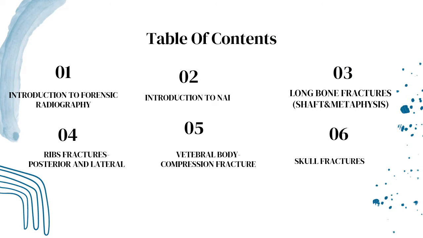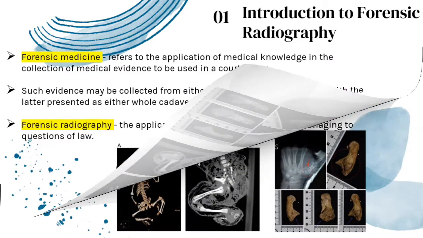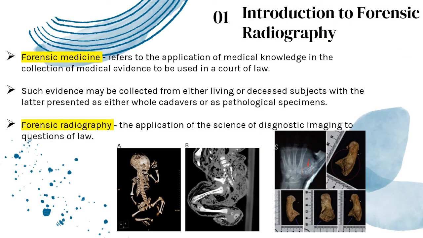For today, we're going to look into six contents. The first is the introduction to forensic radiography, then the introduction to non-accidental injury, and then we're going to move into the case studies of long bone fractures, shaft and metaphysis, rib fractures, posterior and lateral, vertebral body compression fractures, and lastly, skull fractures. The first is the introduction to forensic radiography.